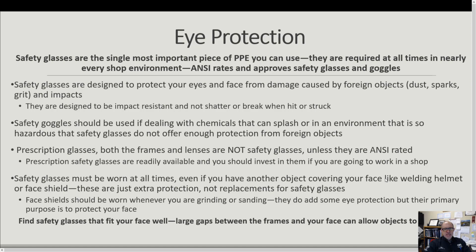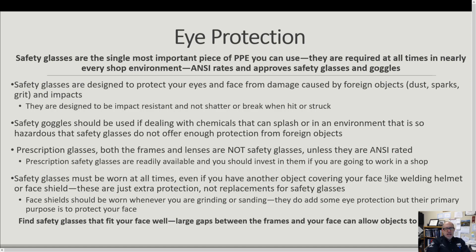And the other thing too is safety glasses need to be worn at all times, even if you've got another object covering your face, like a welding hood or a face shield. Those are just extra levels of protection. They are not replacements for safety glasses. And face shields should be worn whenever you're grinding or sanding. They do add eye protection, but their primary purpose is to protect your face.